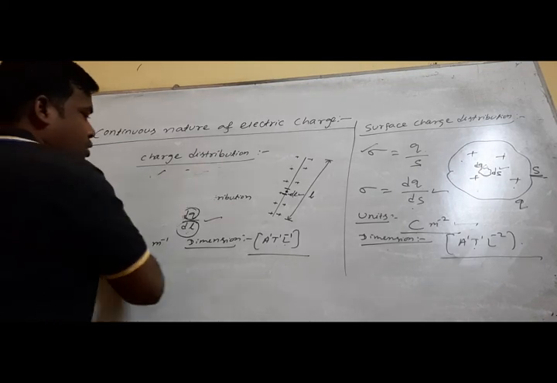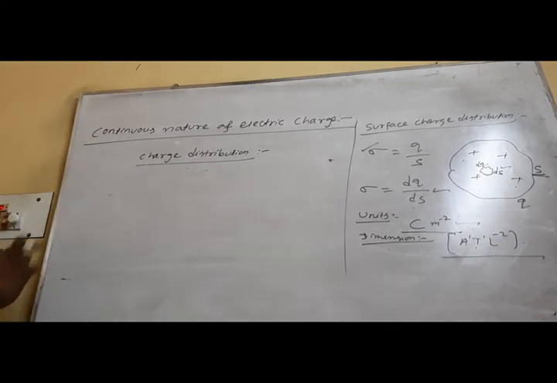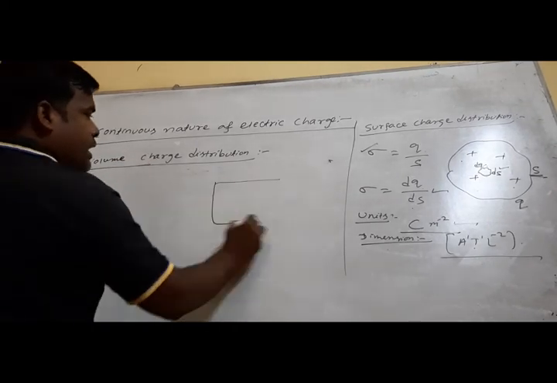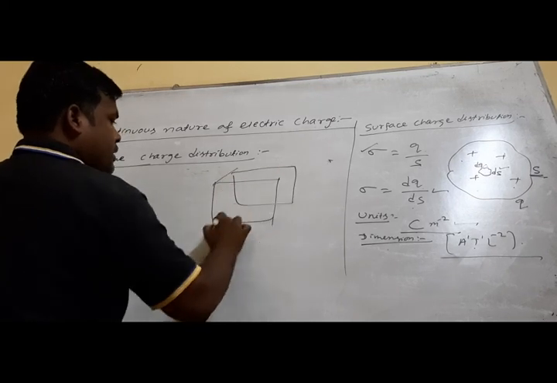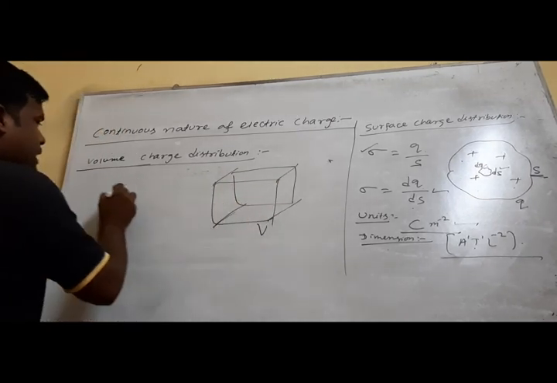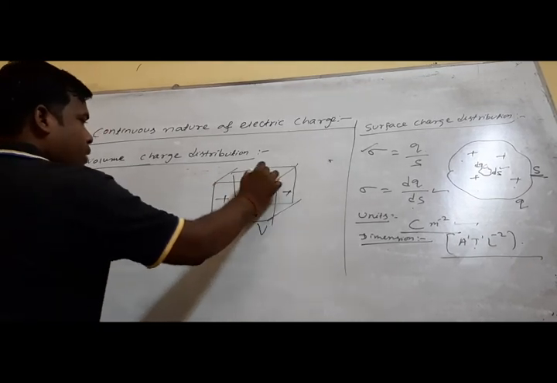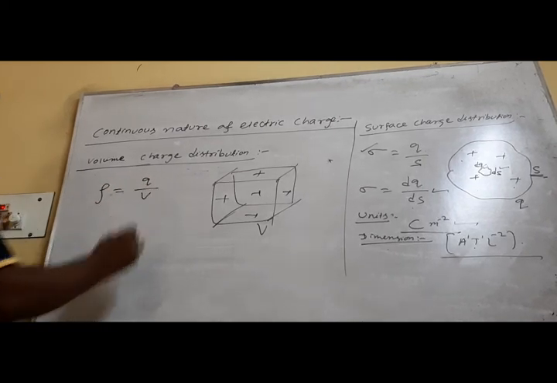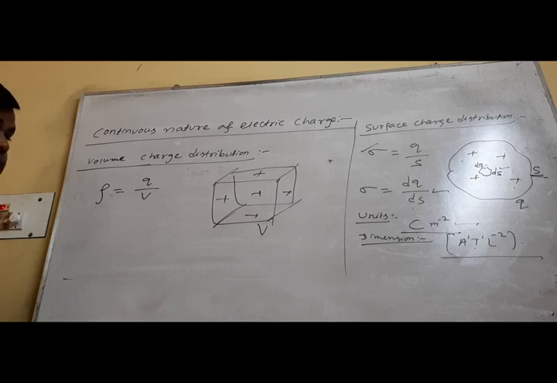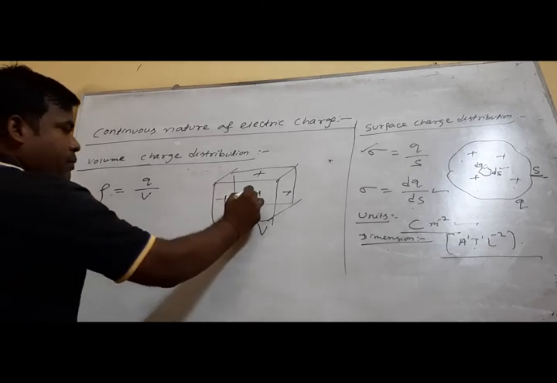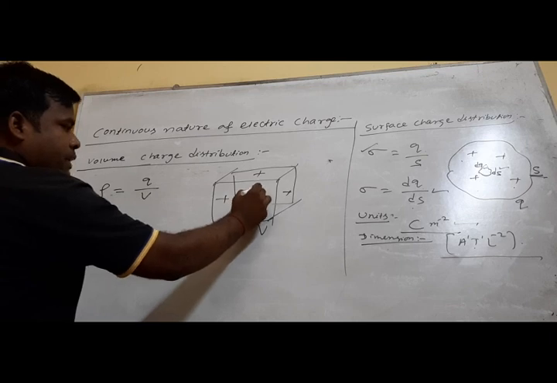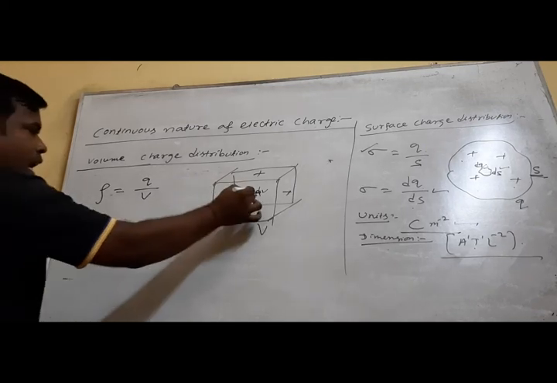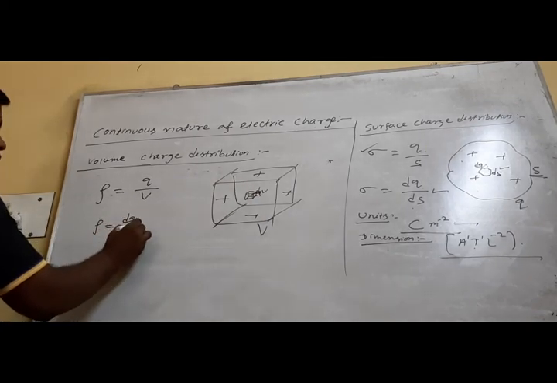Similarly, volume charge distribution. Here we have to take a volume. Suppose this volume is V. If a charge Q is uniformly distributed over the volume, then volume charge density, rho, will be Q by V. For non-uniform distribution of charge, we have to take a small volume. Let it be dV. Suppose it occurs a charge of dQ, then volume charge density at this point is dQ by dV.